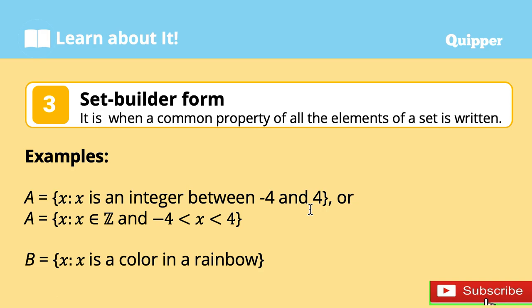This is just the same as, or somewhat like, the statement form. But here we can see this symbol: the set of all x, such that x is an integer between -4 and +4. Next, we have set B is equal to the set of all x, such that x is a color in a rainbow. Again, this way of representing a set is what we call the set builder form.